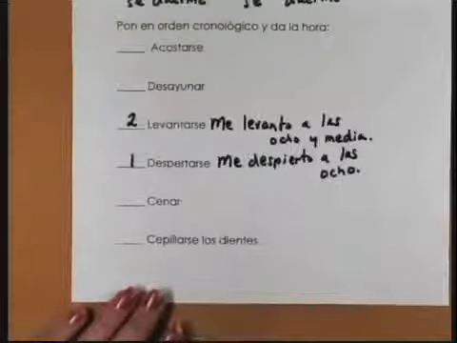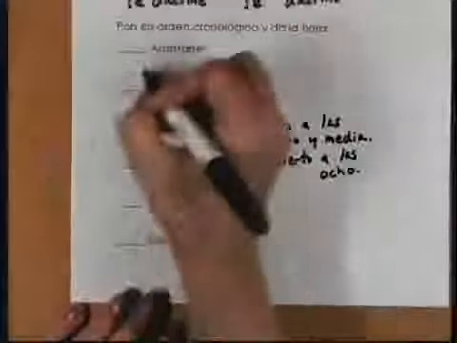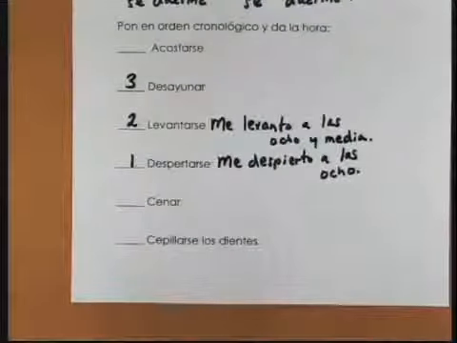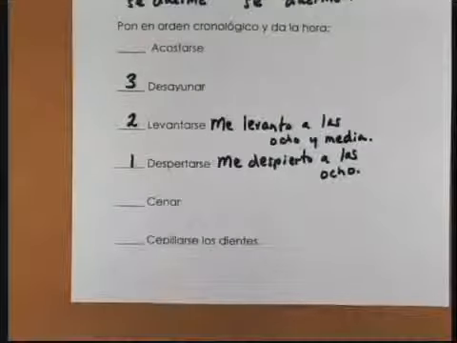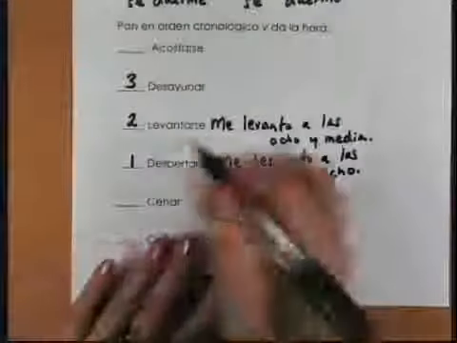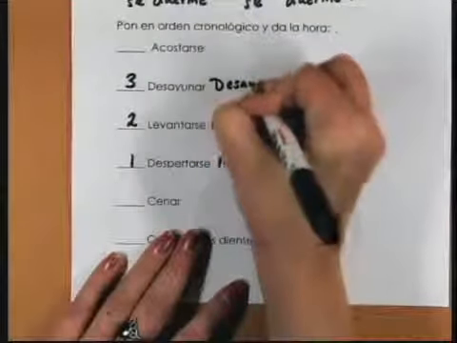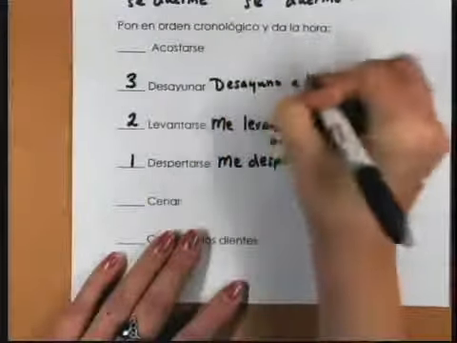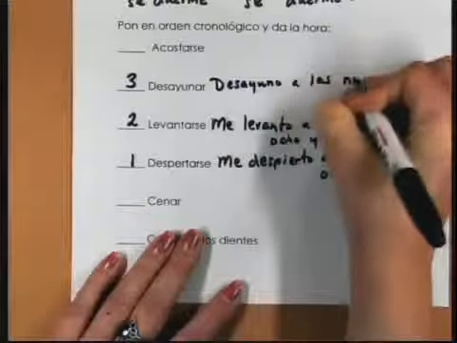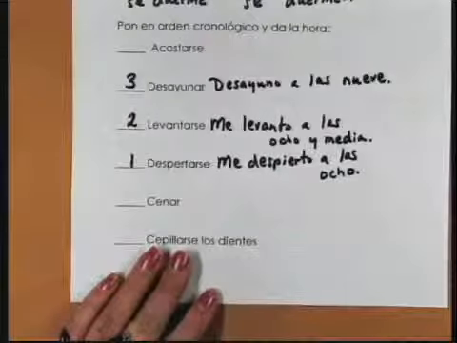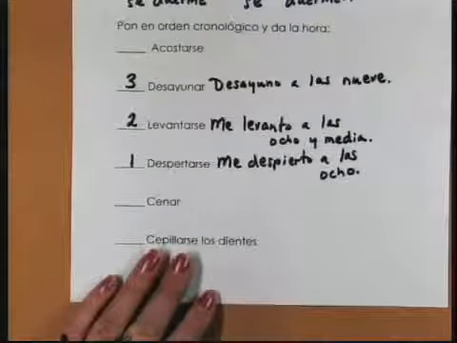Número 3 es desayunar. Now, not every verb that has to do with your daily routine is reflexive. Many are, but to eat breakfast is not reflexive. So, desayunar, yo desayuno a las 9. I eat breakfast at 9 o'clock de la mañana, a las 9 de la mañana.